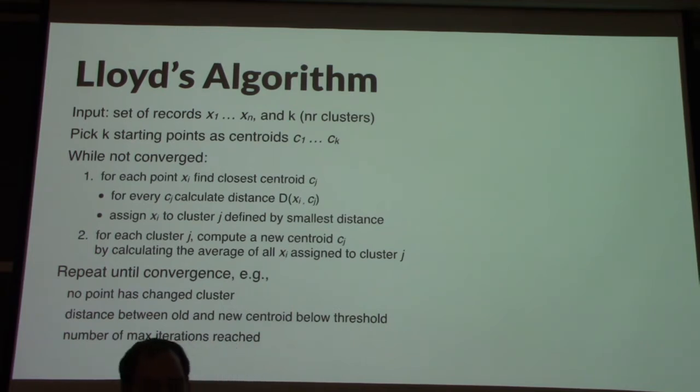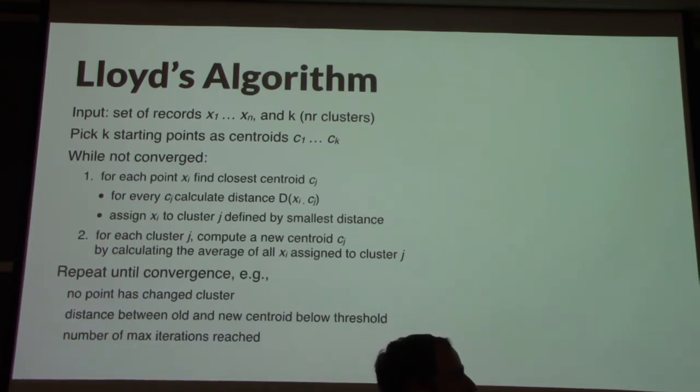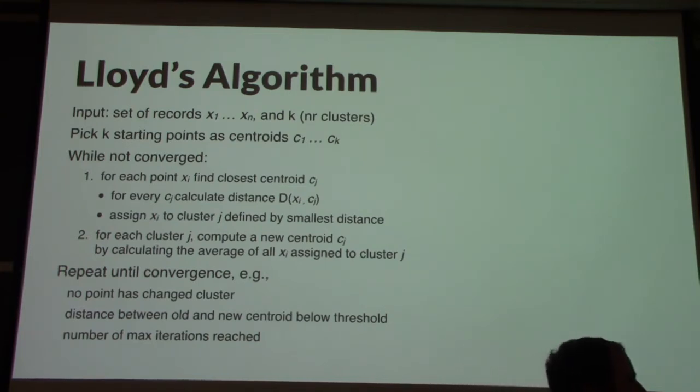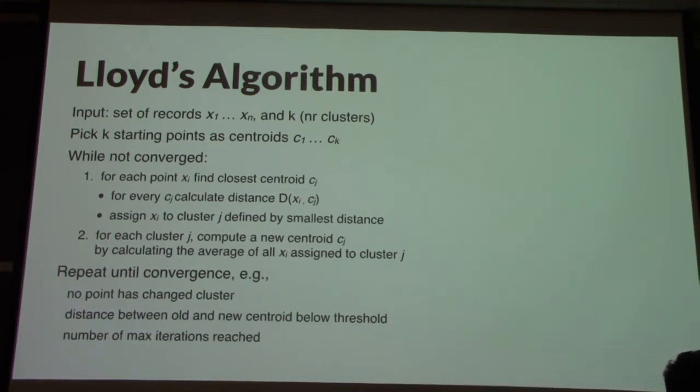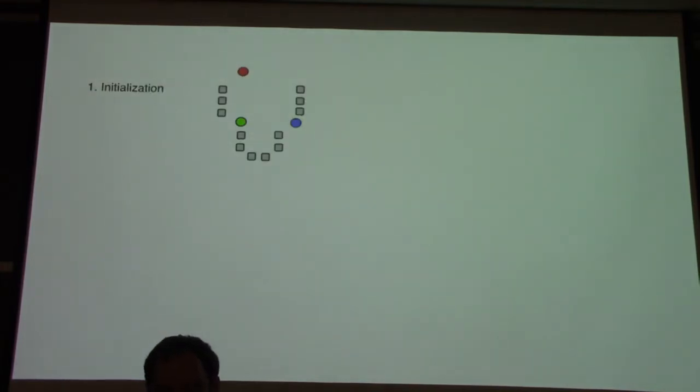And I repeat this until convergence, and there's a couple of different criteria to terminate that loop. One simple one is that no point has changed its cluster, or the distance between an old and a new centroid is below a certain threshold, or if we want to limit the number of iterations, we could have that as a stopping criterion too. So here's an example.